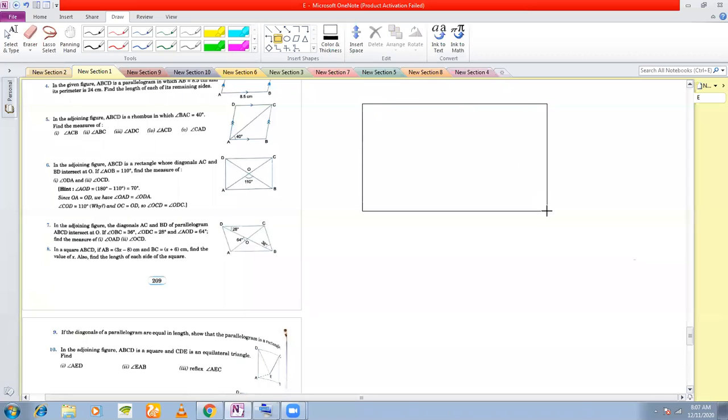You have a rectangle ABCD in which AC and BD intersect at O. These two intersect at O. This is written in the question, and the figure is also given.